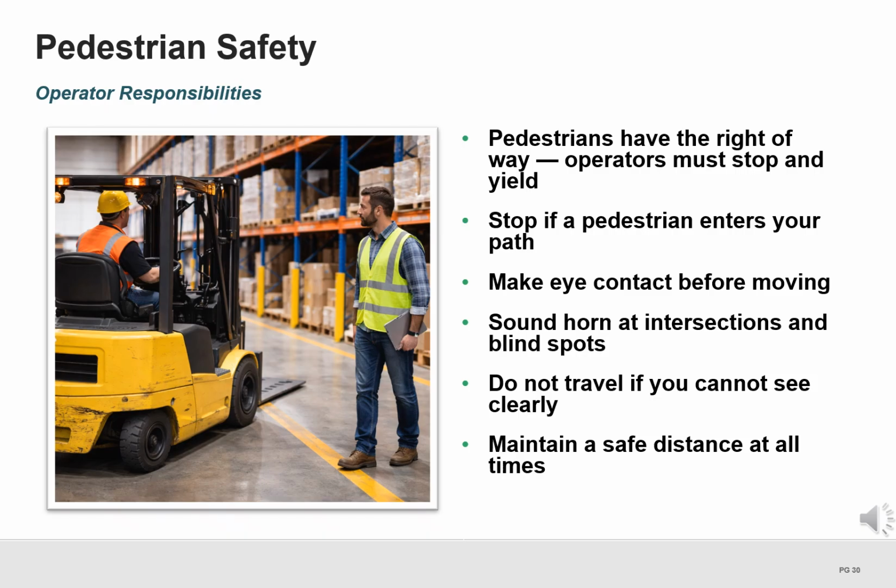Pedestrian safety is a critical part of forklift operation. Pedestrians have the right of way, and operators must stop and yield. If a pedestrian enters your path, stop and do not move until the area is clear. Make eye contact before moving to ensure the pedestrian sees you. Use your horn at intersections and blind spots, and never travel if you cannot clearly see your path. Always maintain a safe distance to prevent struck-by incidents.